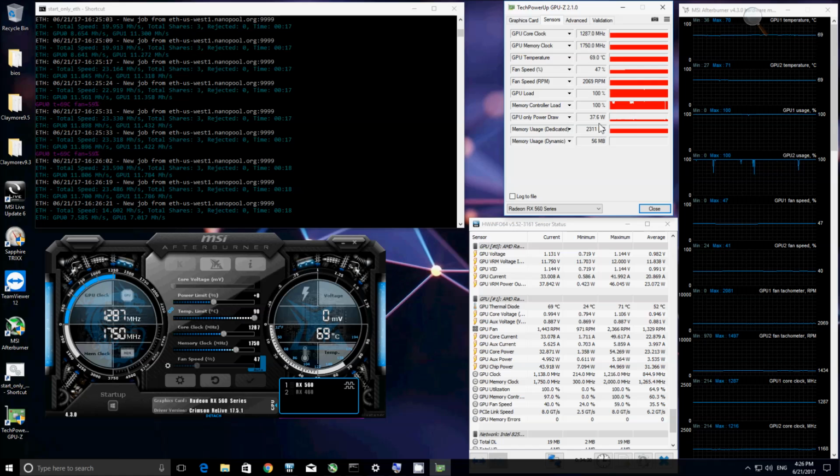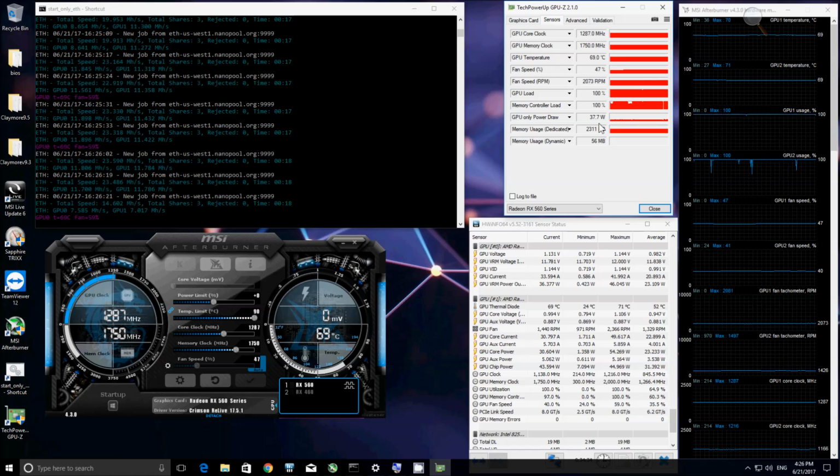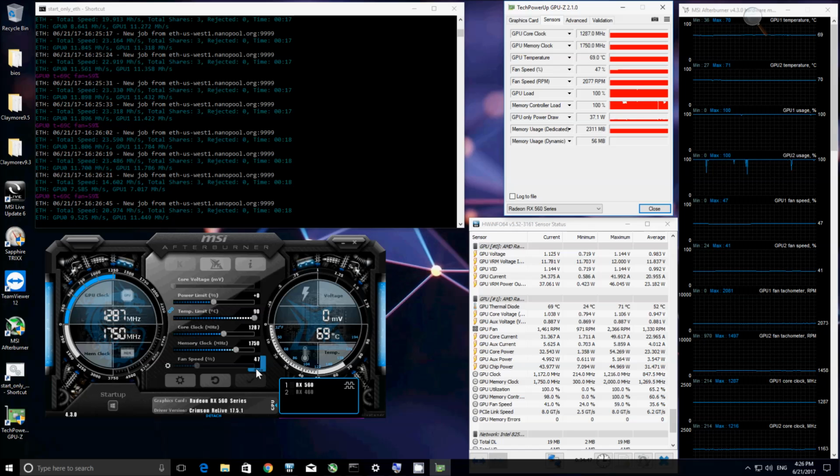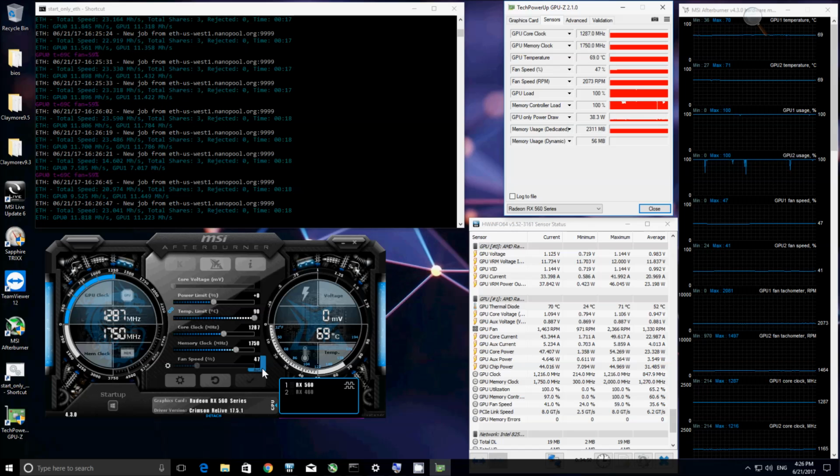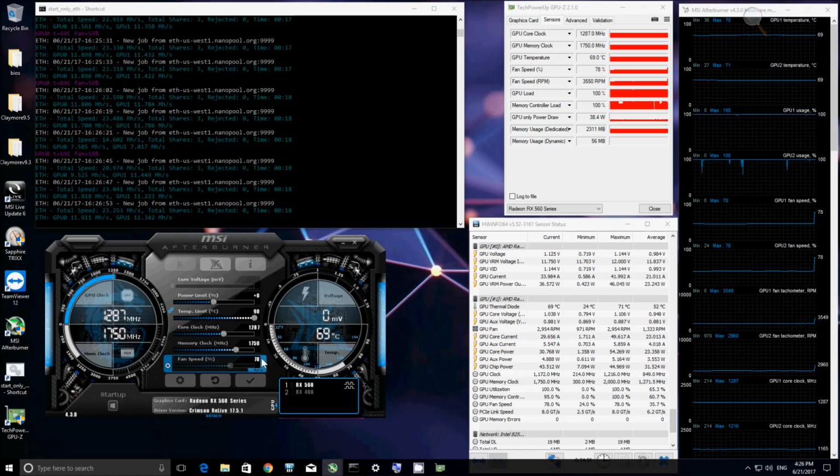You can see that the 560 while mining is only consuming about 38 watts software side. On the wall, it's actually about 70 watts, but software always underreports what the actual power consumption is. Its default core clock is 1287, and the memory clock is 1750. With the 460, the core clock is 1216 megahertz, so it's lower, but it has the same memory clock of 1750.